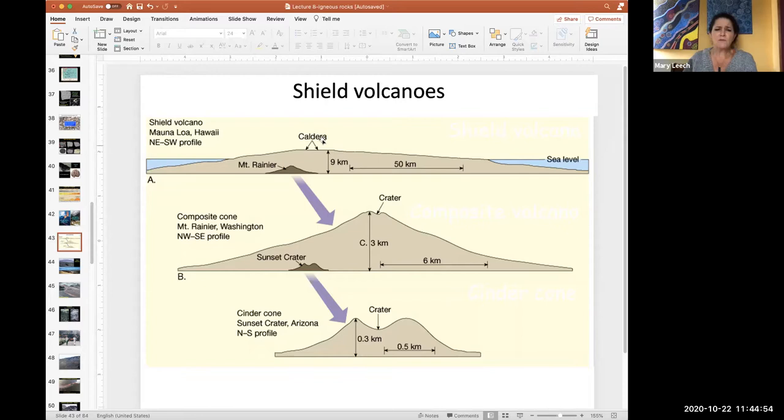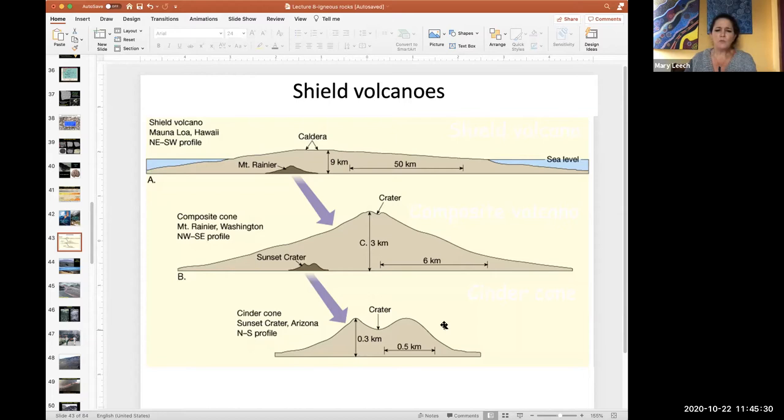First of all, there's a caldera, not a crater. And I've got a slide to show you the difference there. It's the angle, the sides of the volcano, its flanks are low lying. They're not steep. And it spans, like this is like 150, 200 kilometers wide compared to maybe 10 or 12 kilometers for a stratovolcano. A stratovolcano might be 3 kilometers high versus 9 kilometers in a shield volcano.